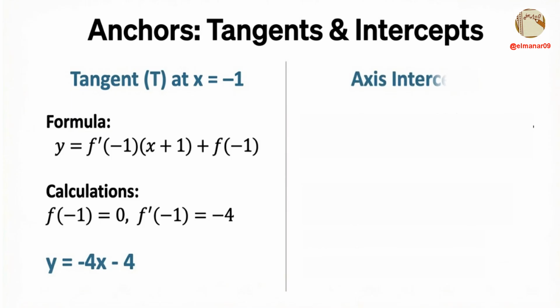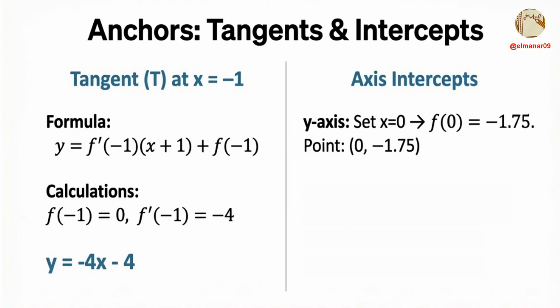Now pivot your eyes over to the right side. We got to talk about axis intercepts. This is where our graph actually meets the streets, the x and y axes. First, the y-axis. This is the easy win, folks. You just set x to 0. When we plug that in, we get f of 0 equals -1.75. So our point is (0, -1.75). That's where the graph crosses the vertical line.